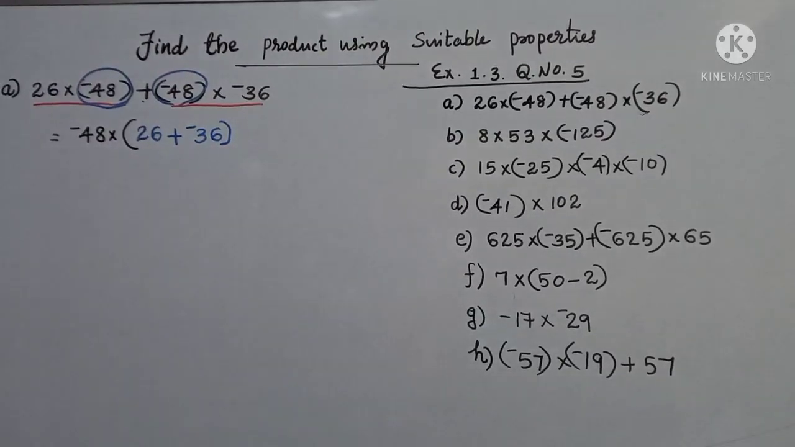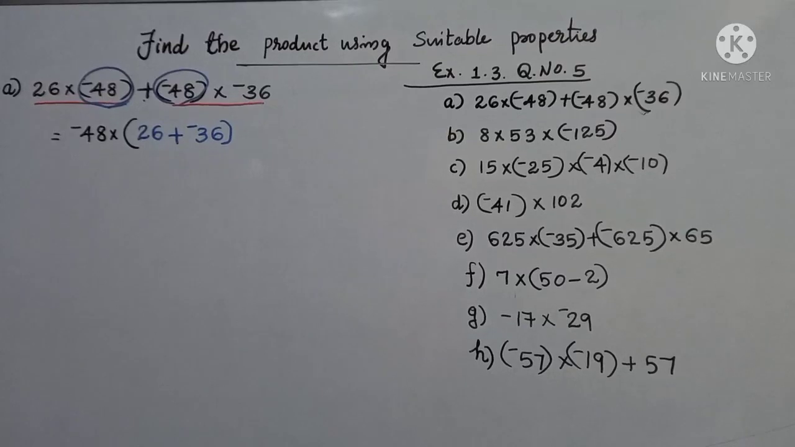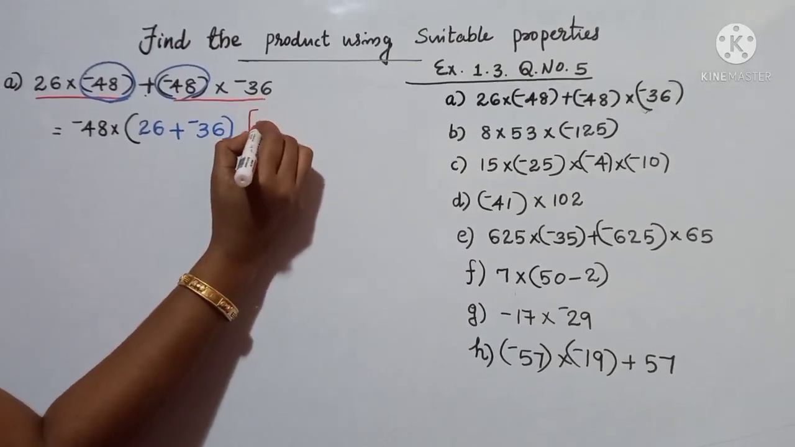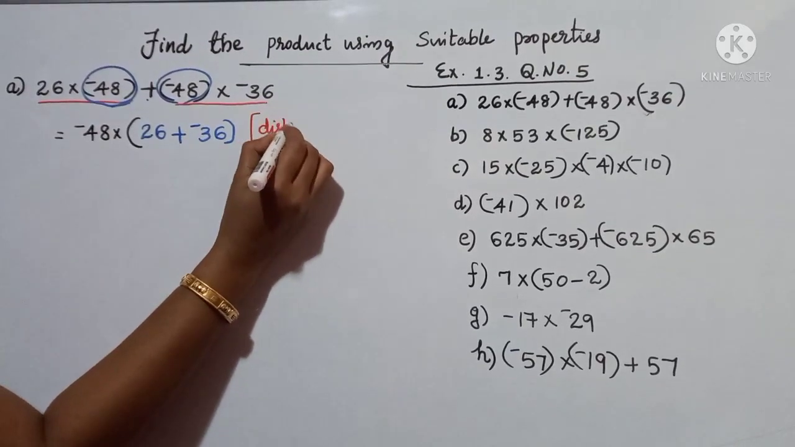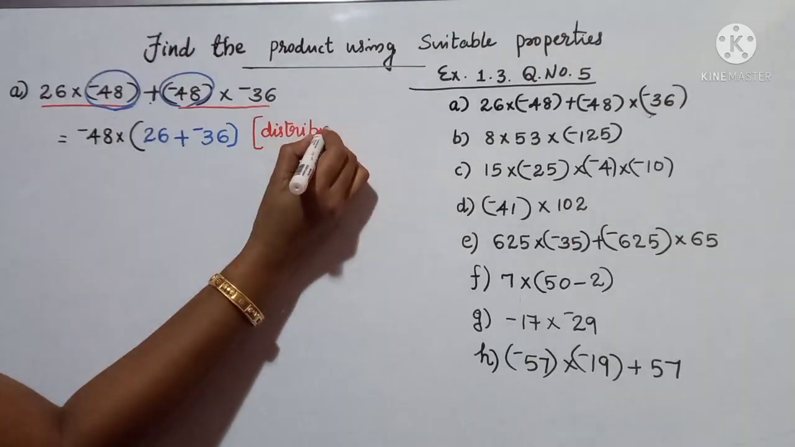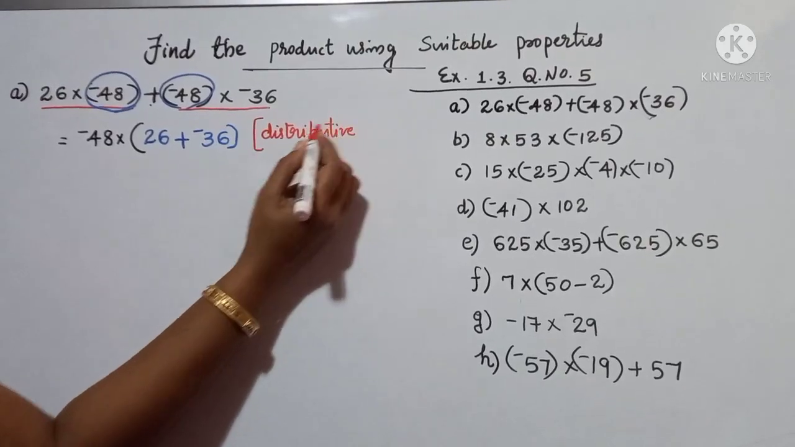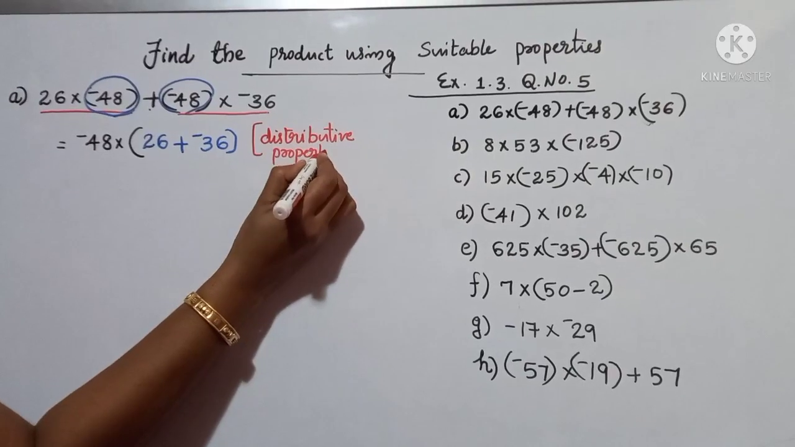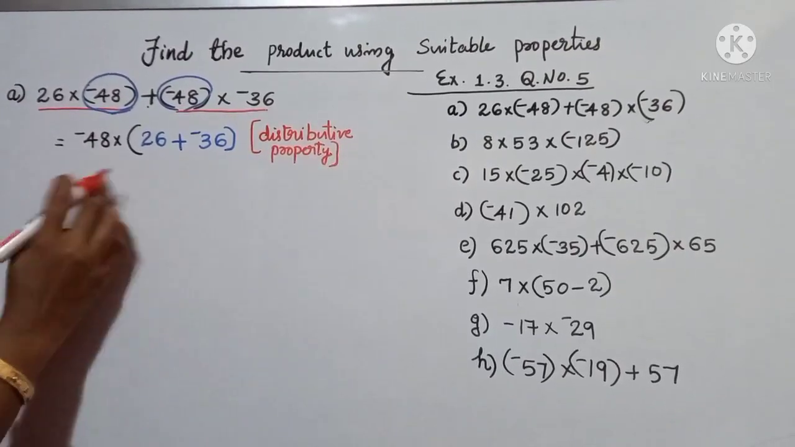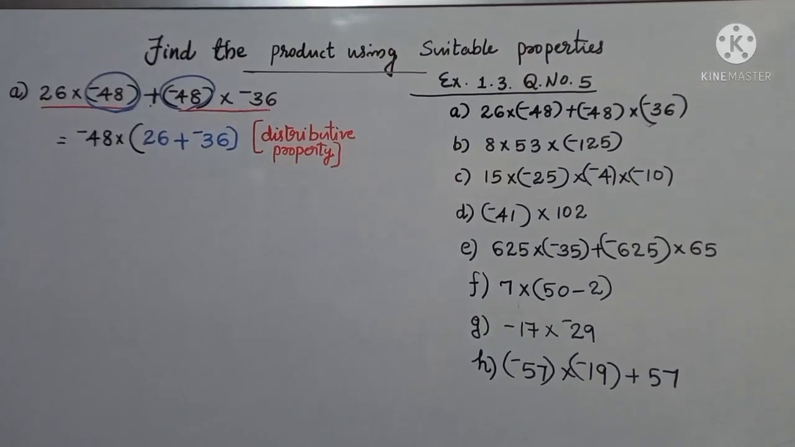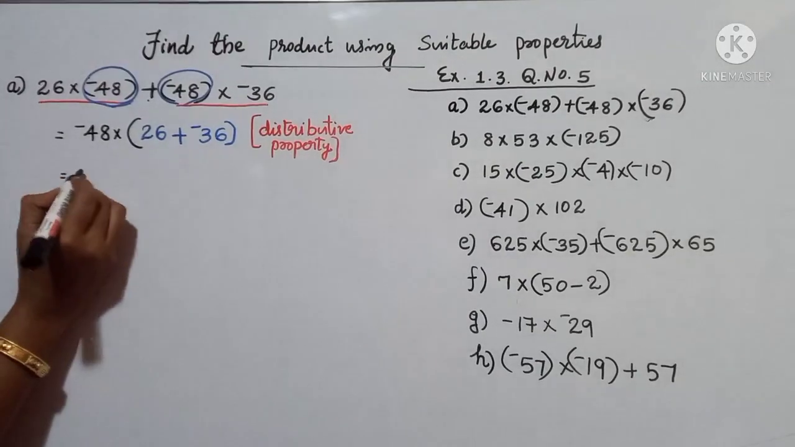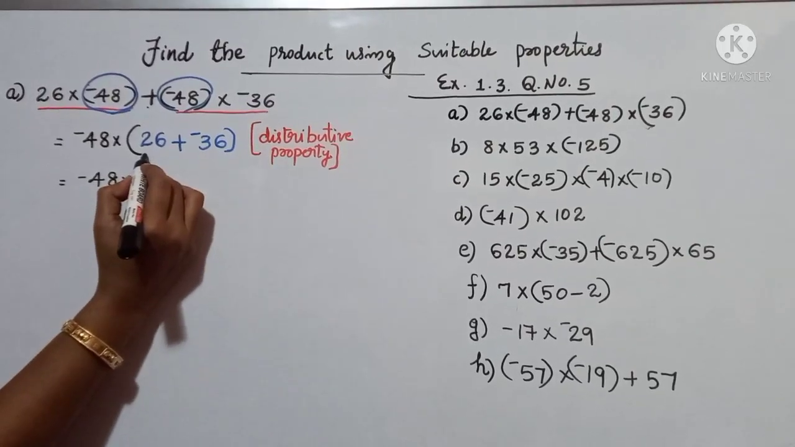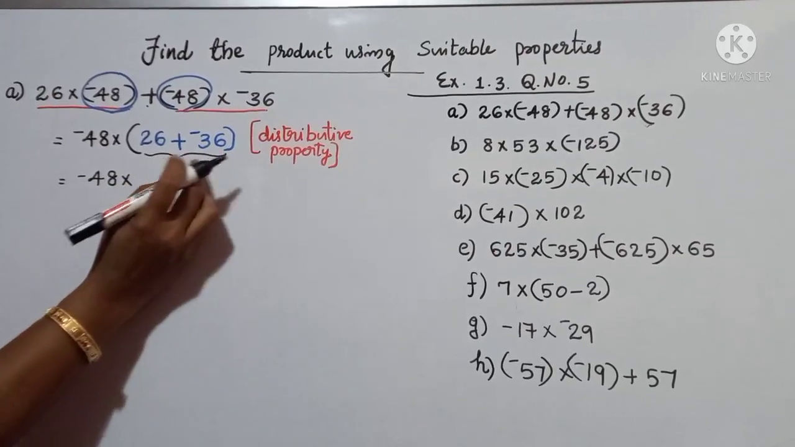And we have applied that property using the bracket. It is always of the form a into b plus c. So that property is the distributive property, or distributivity, that we applied here. Then our problem becomes so easy. Look here: minus 48 into, do the calculation inside the bracket, 26 plus minus 36.